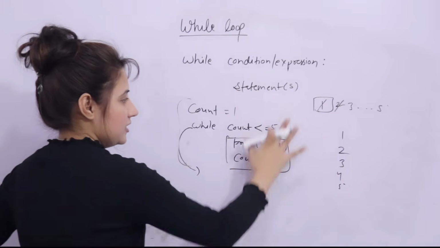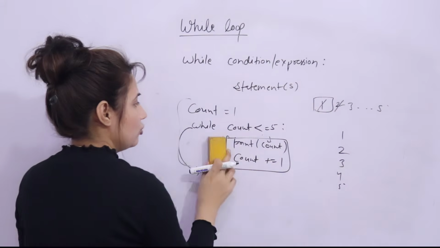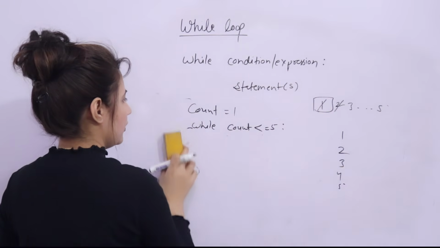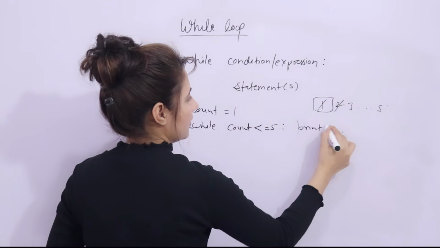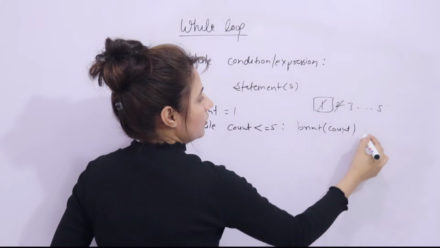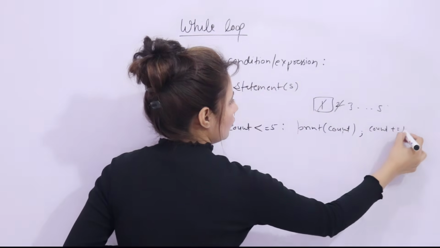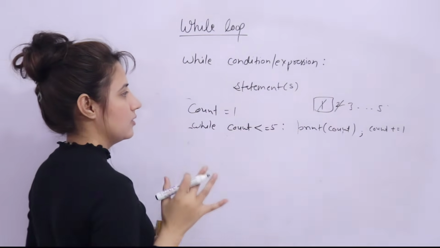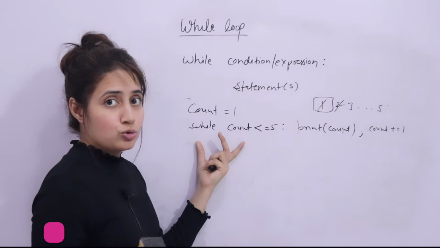But generally, the basics of while loop, I guess this is clear to you. And within one statement also, you can write these things like this. Simply I can write here print count, then semicolon, then count plus equal to 1. This will also print 1 to 5, right? Or on a list or tuple also it will work.